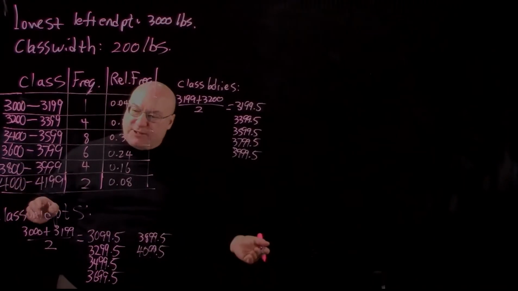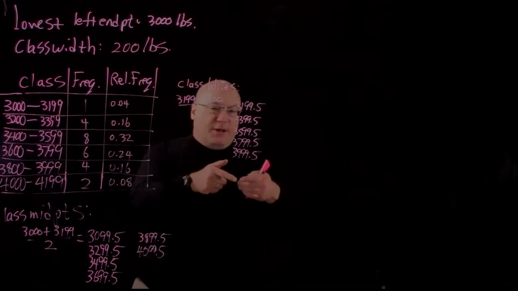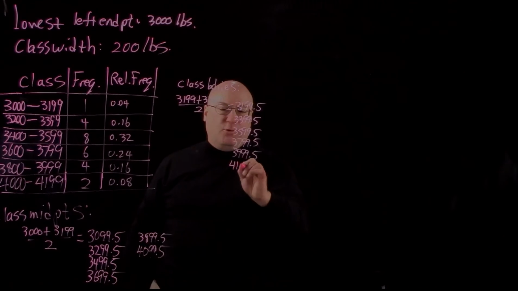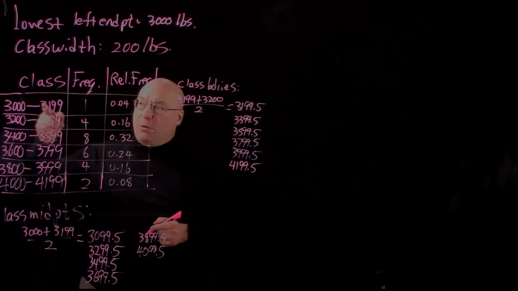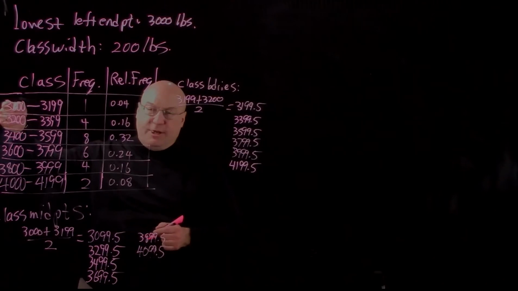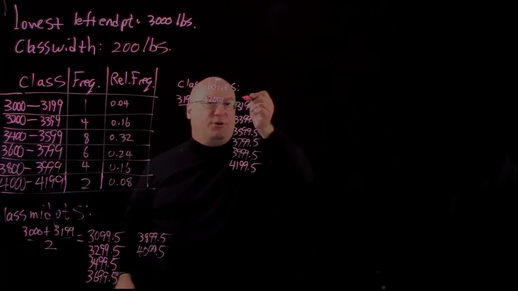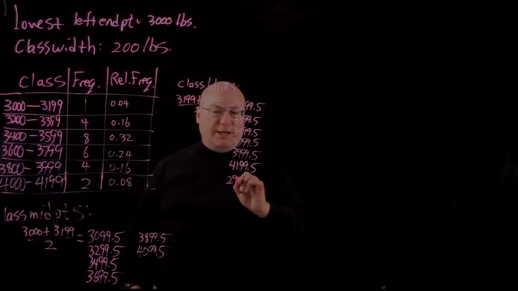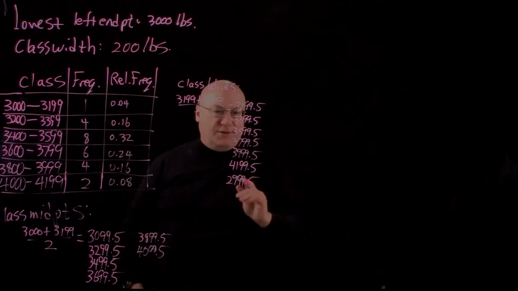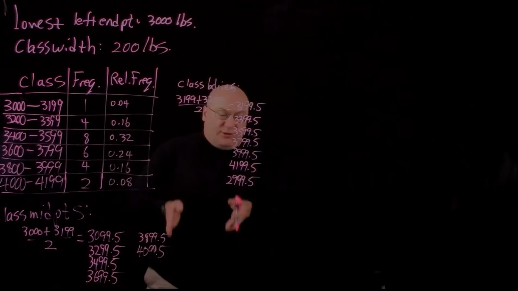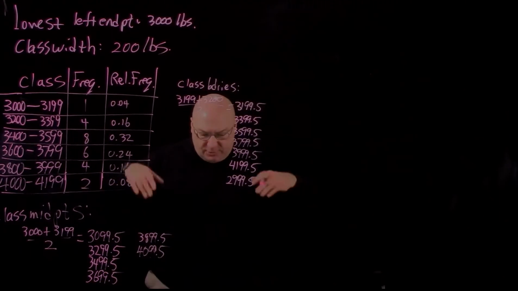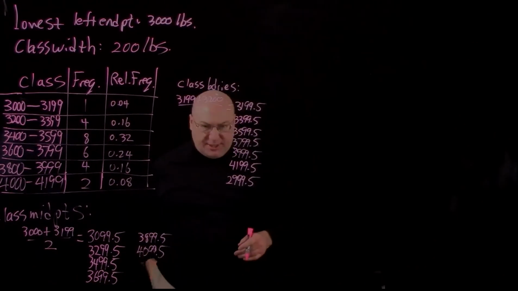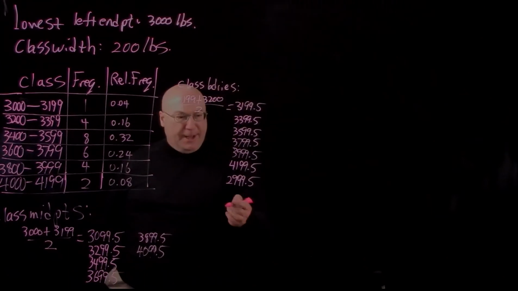Well, what about the right side of this bar? The answer is go up another 200 and you get 4,199.5. It doesn't touch anything, but it's the right bar here. Well, what about the left bar way over here? Well, just go down 200 and you get what? 2,999.5. So there are all your left and right sides of your bars. There are all the class boundaries. So if you're drawing your histogram, you could label all that stuff just real nicely here.